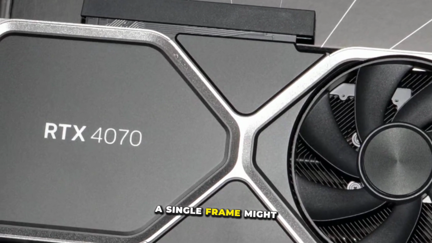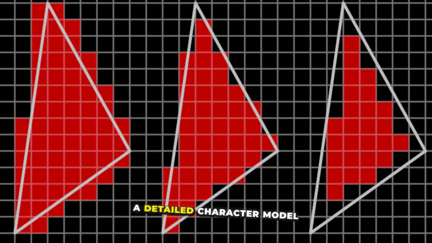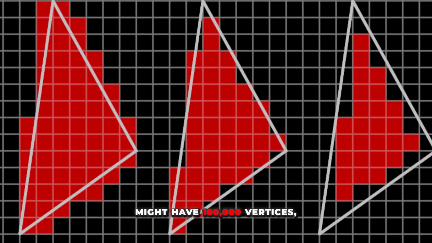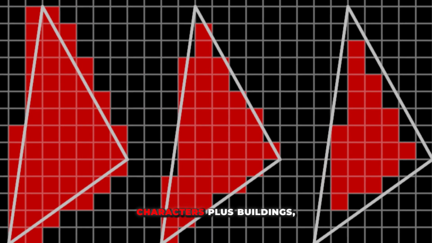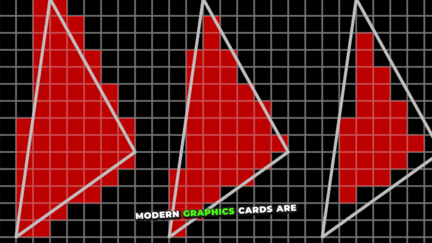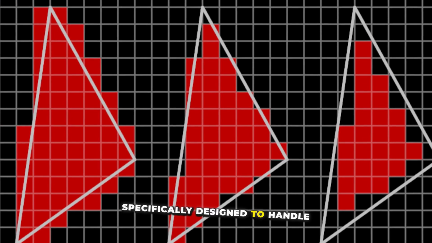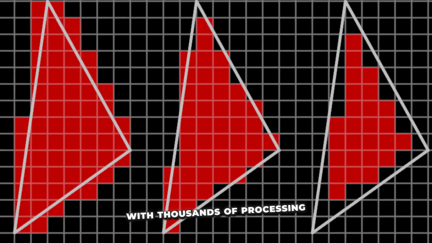A single frame might contain millions of vertices. For example, a detailed character model might have 100,000 vertices, and a typical scene could have dozens of characters, plus buildings, vehicles, vegetation, and other objects. Modern graphics cards are specifically designed to handle these massive calculations efficiently, with thousands of processing cores working in parallel.